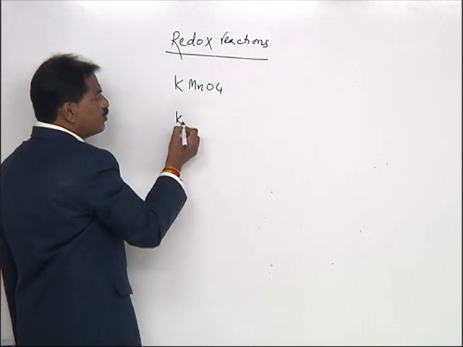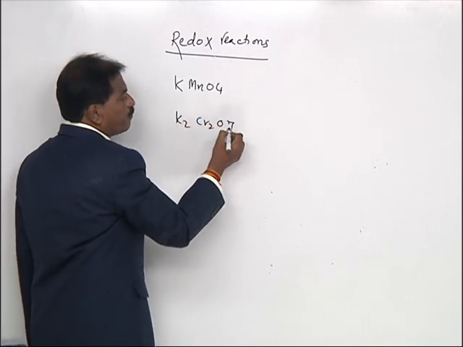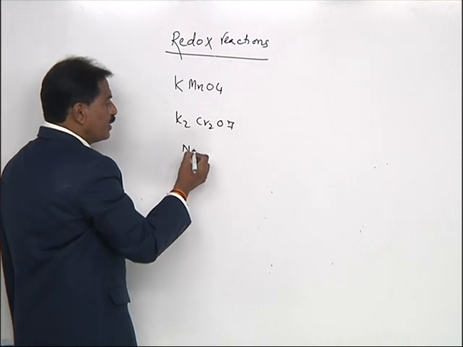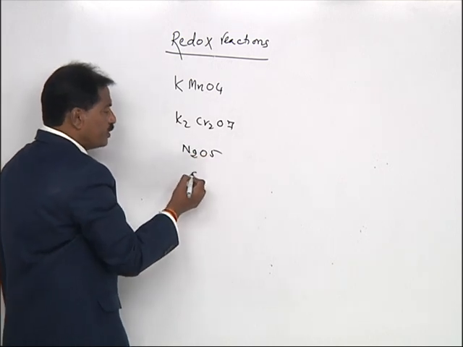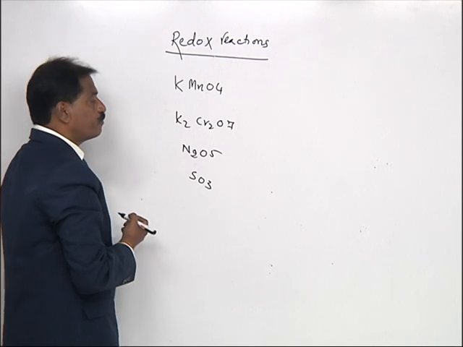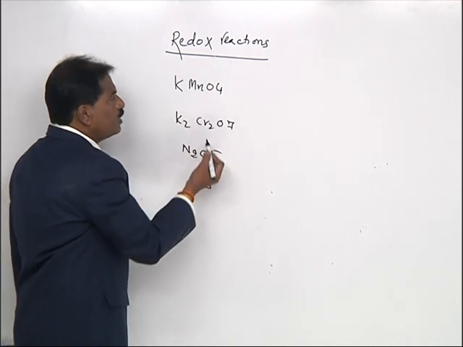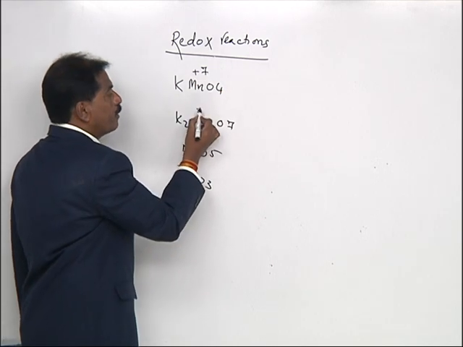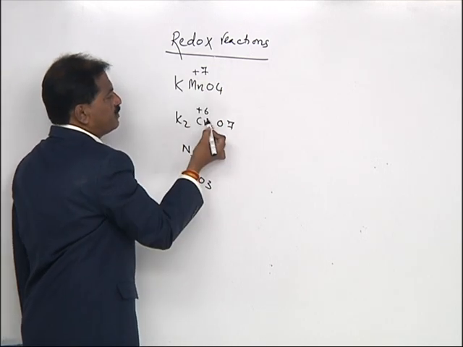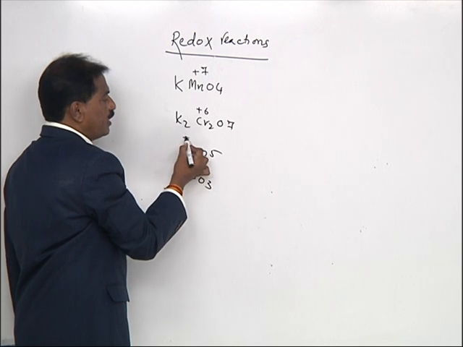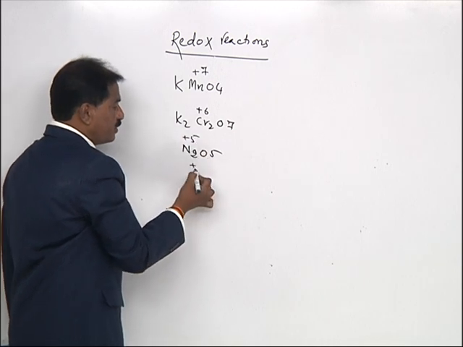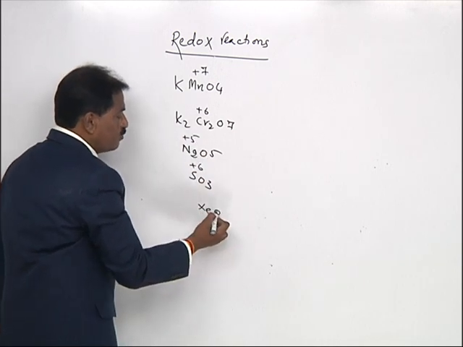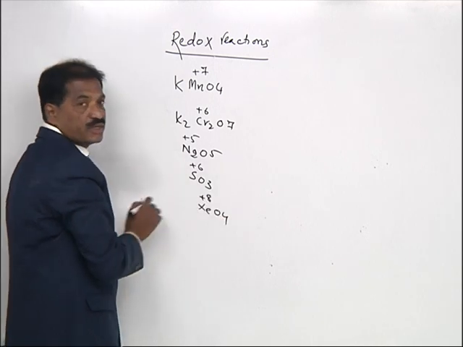Similarly, K2Cr2O7. Similarly, N2O5. Similarly, SO3. Here in all these molecules, first identify the oxidation state of the central atom. Here for manganese +7, for chromium +6, for nitrogen +5, for sulfur +6. Similarly, XeO4. Here oxidation state is +8.